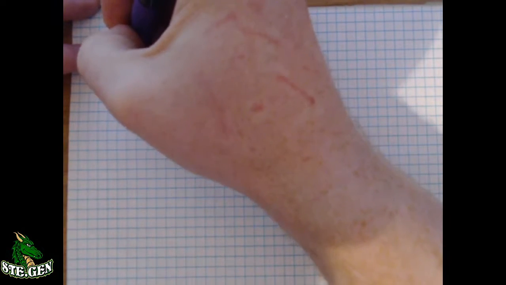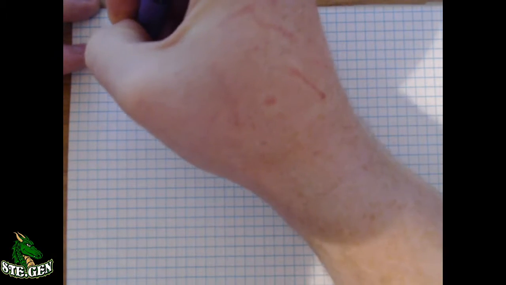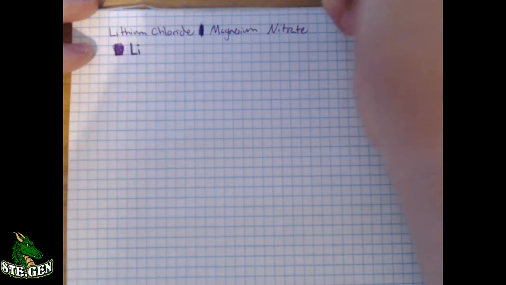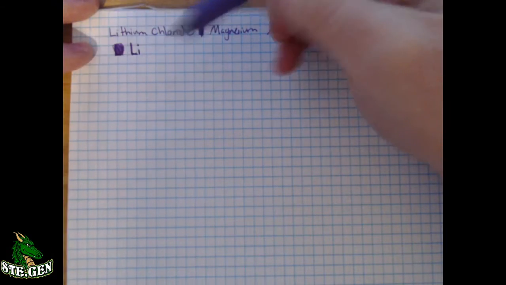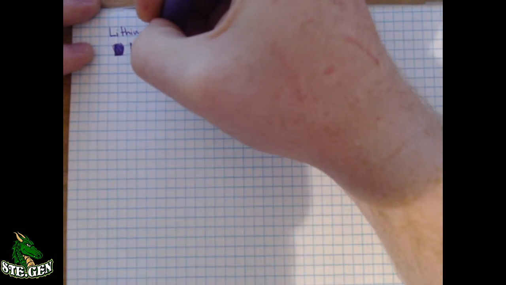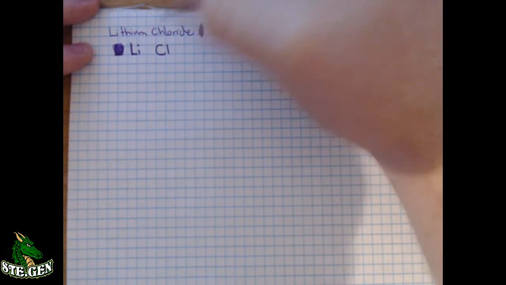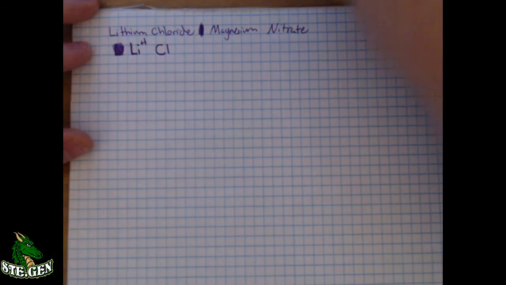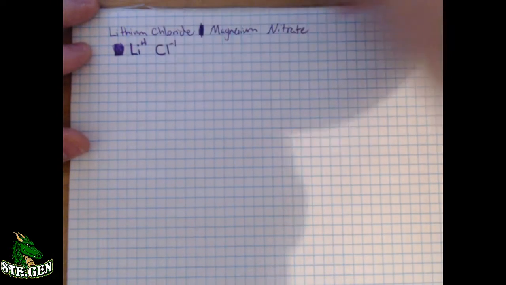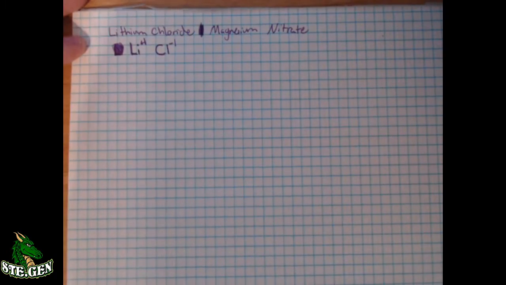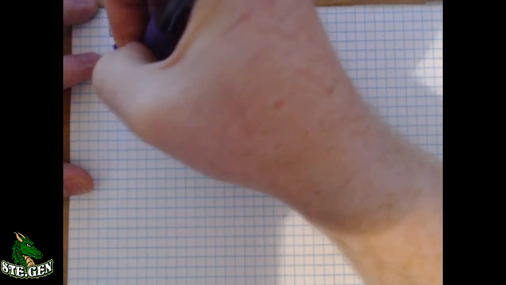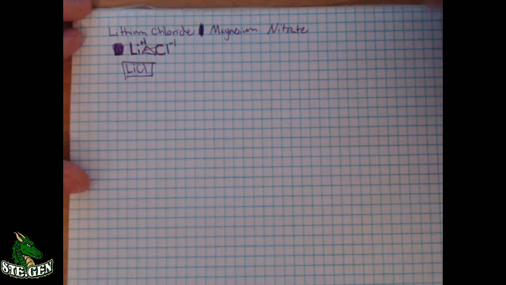So lithium is Li on the periodic table, and then chloride, "ide" is the ending that it changes to whenever it's an ion or it's attached to something in a compound, so this is chlorine, so that's Cl. Li has a charge of +1 because of its position on the table, and chlorine has a charge of -1 because of its position on the table. If we cross our charges, we should get LiCl for lithium chloride. Magnesium nitrate's a little bit tougher.